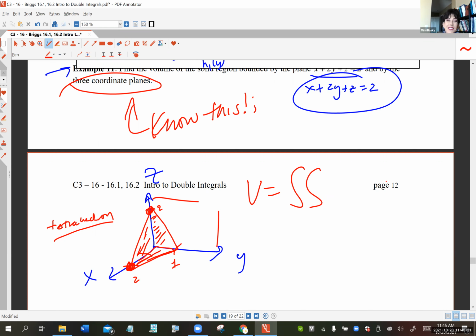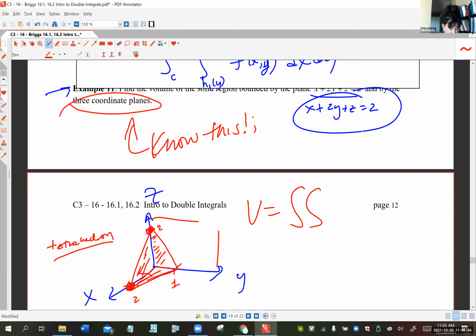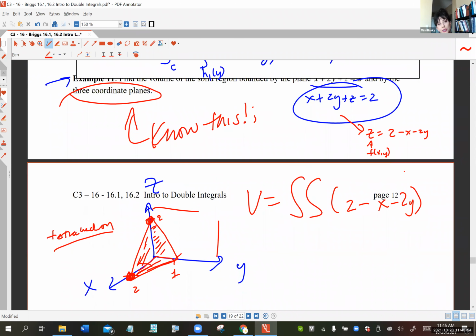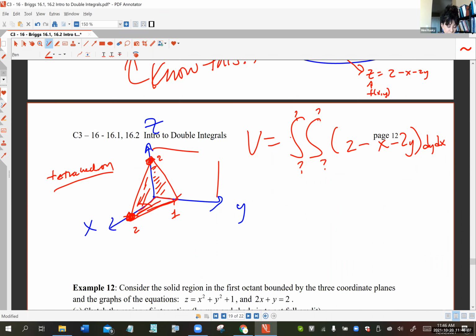So watch closely. First up, they already told me the capping surface, but the problem is they didn't solve it for z. So I'm going to solve it for z because I need my f(x,y), which is the same as z. So there it is. I'm going to put my capping surface here in the integrand. And then my personal favorite order of integration is dy dx. And now the hard part: how do I iterate, put limits on, essentially, my double integral? You don't just guess.